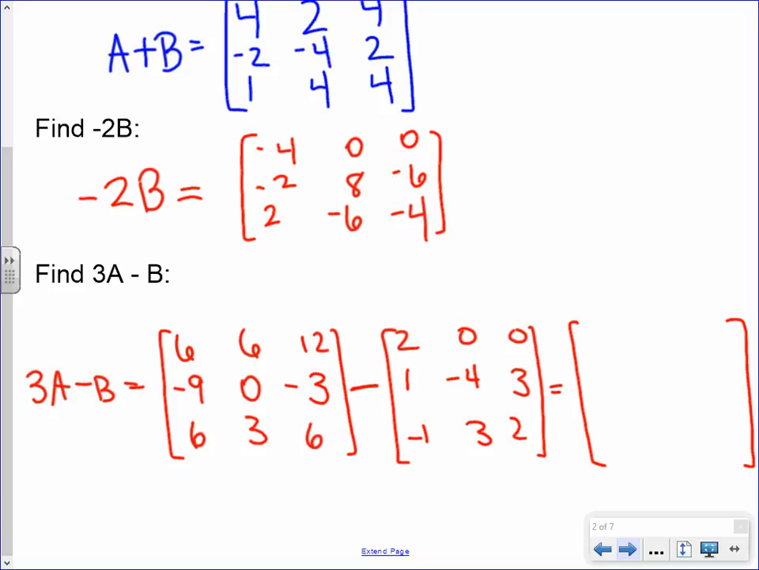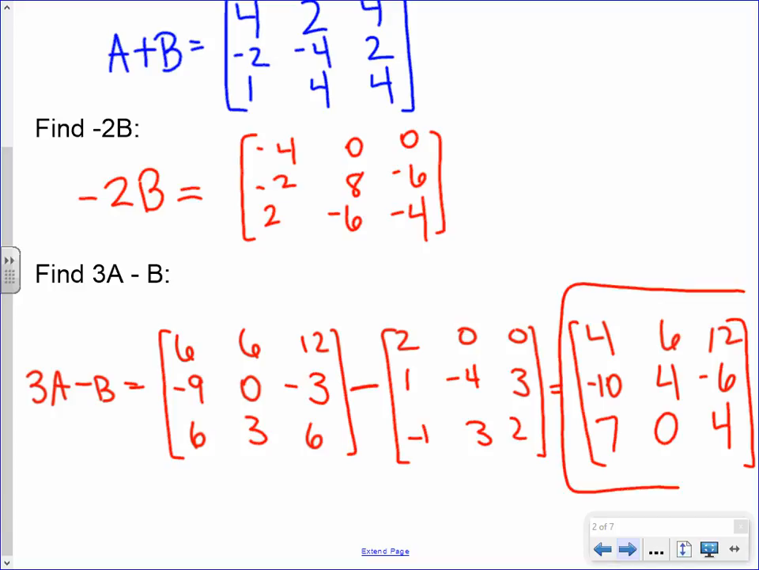So 6 minus 2, 6 minus 0, and 12 minus 0. Second row, negative 9 minus 1, 0 minus negative 4, negative 3 minus 3. And then our third row, 6 minus negative 1, 3 minus 3, and 6 minus 2. Make sure you put the brackets around your matrix so I know that it is a matrix.